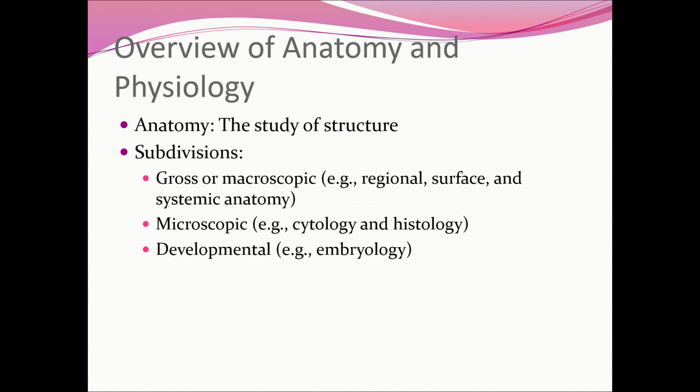Let's start with an overview of anatomy and physiology. The definition of anatomy is that it is the study of structure. There are several subdivisions of anatomy. Gross or macroscopic anatomy, which includes regional anatomy, surface anatomy, and systemic anatomy. Microscopic anatomy, which includes cytology, the study of cells, and histology, the study of tissues. It also includes developmental anatomy, such as the study of the developing embryo, or embryology.